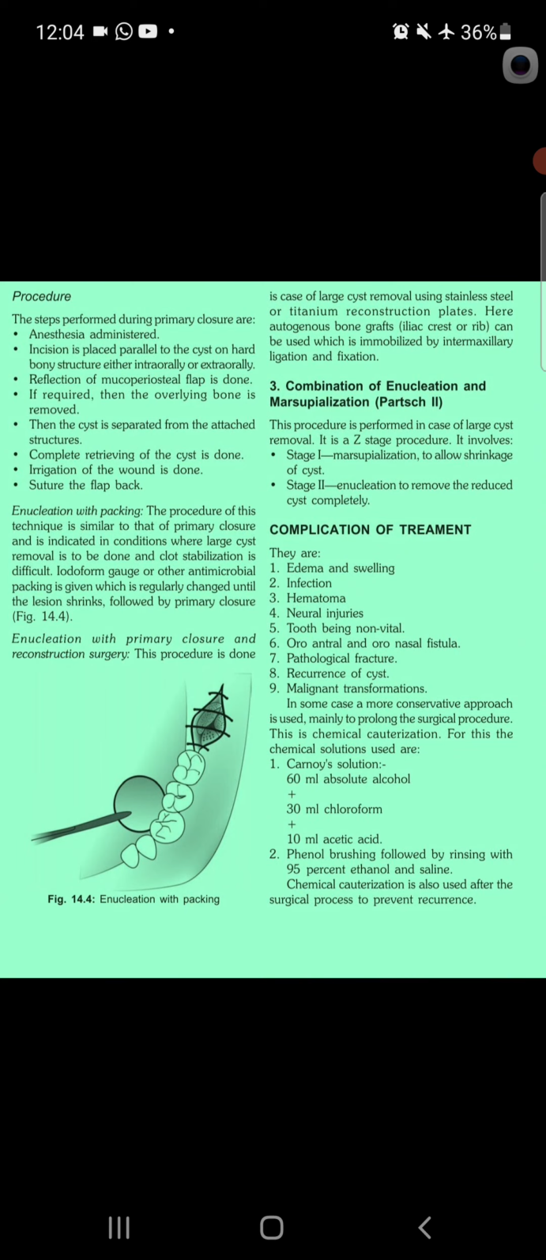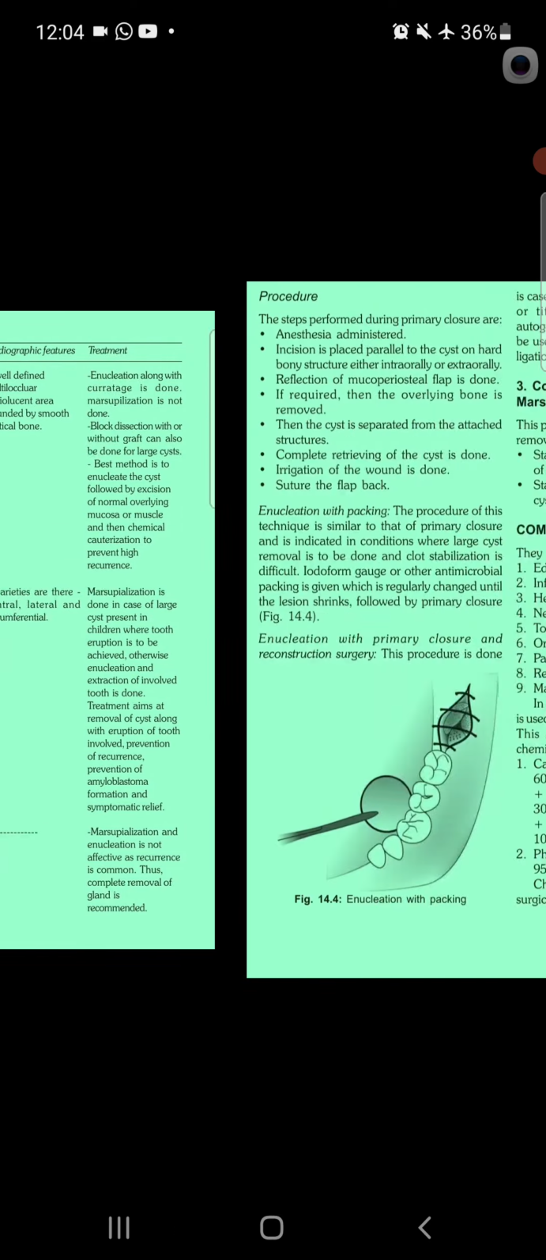Now in procedure, the steps performed during primary closure are: anesthesia is administered. Incision is placed parallel to the cyst on hard bony structure, either intraorally or extraorally. Reflection of the mucoperiosteal flap is done if required. Then the overlying bone is removed. Then the cyst is separated from attached structures. Complete retrieval of the cyst is done. Irrigation of the wound is done. Suture the flap back.